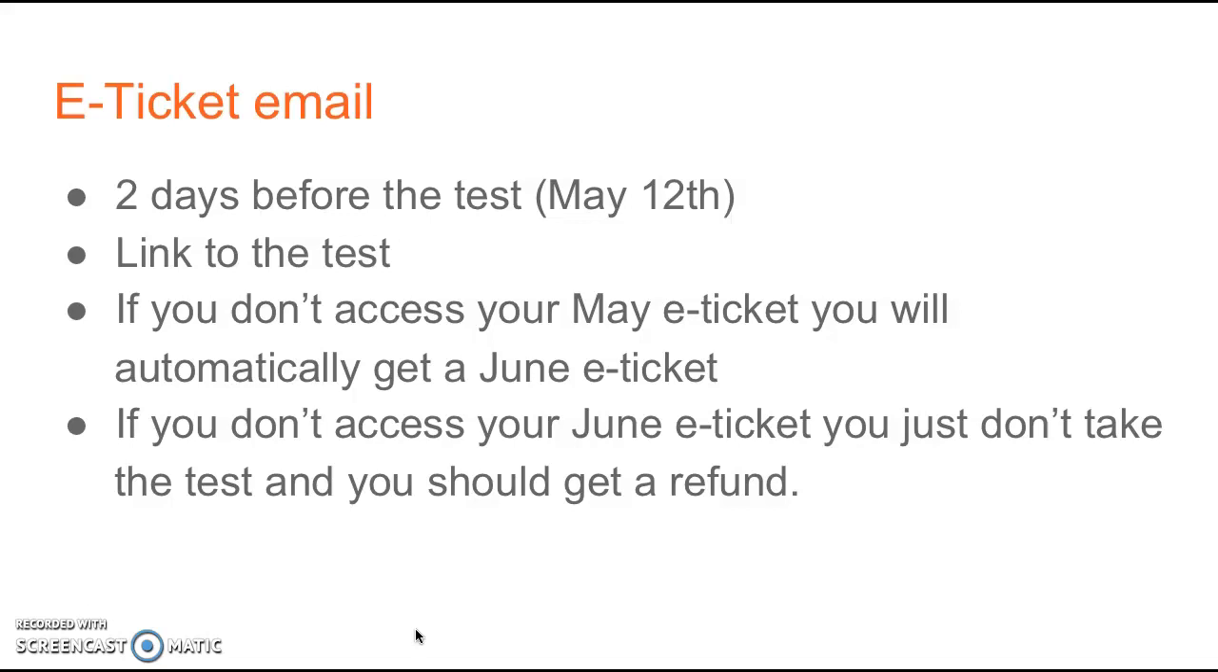There's also, and we'll talk about it later, if something goes wrong, a June makeup date. So we'll talk about that on a different slide. But if you don't take the test in May, you automatically will get a June e-ticket 2 days before that test. And then if you don't access your June e-ticket, then you just don't take the test, and you should get a refund. I was told the deadline for notifying the school that we weren't taking the test was May 4th, but I guess if you decide you don't want to take the test, even at this point, you can do that. Just don't use any of your e-tickets, don't try to access the test, and then you'll get a refund.